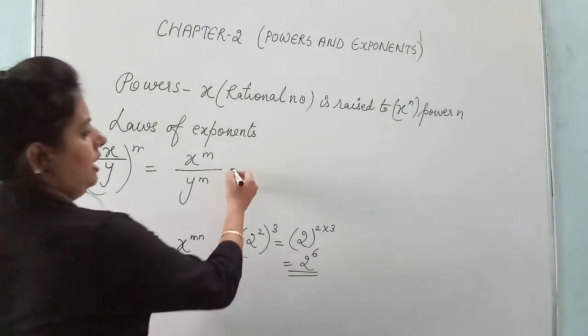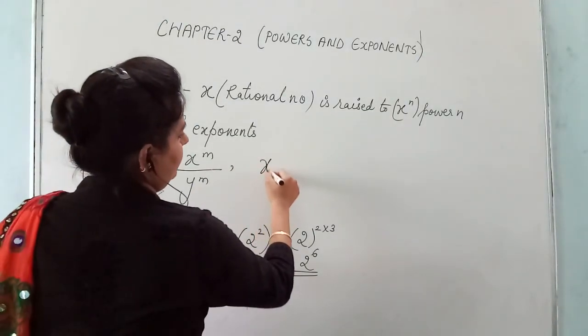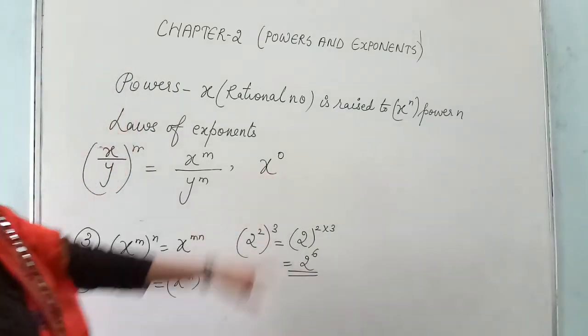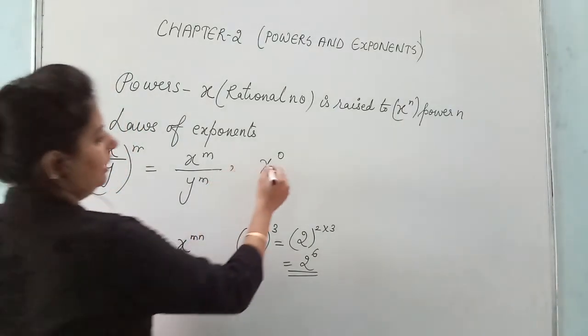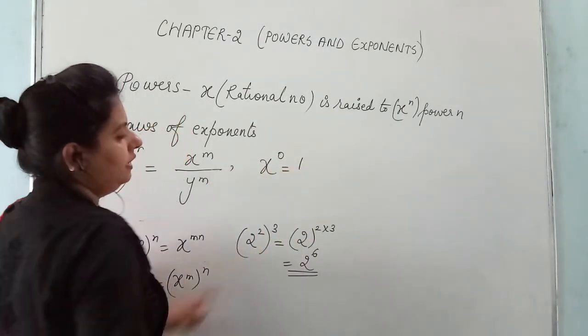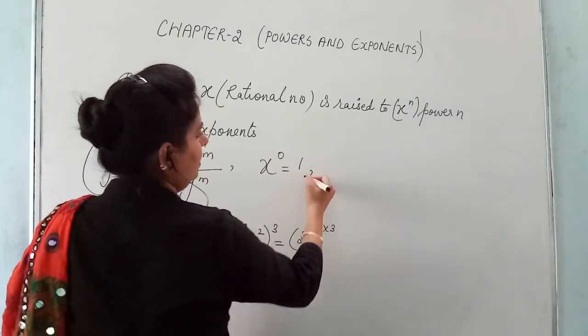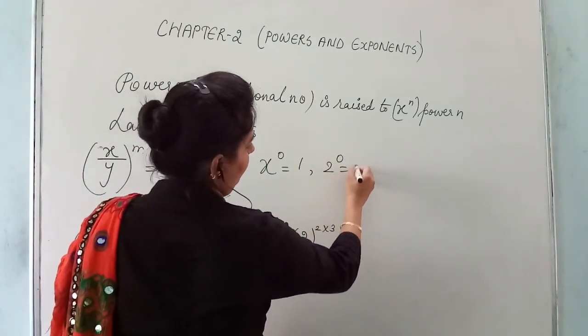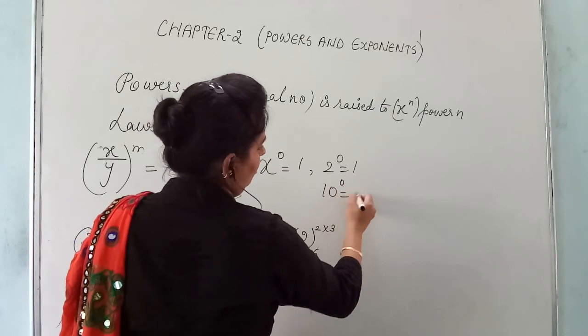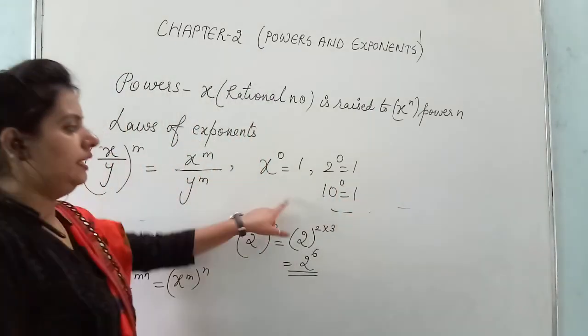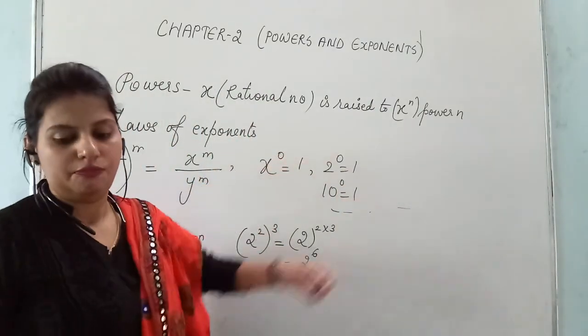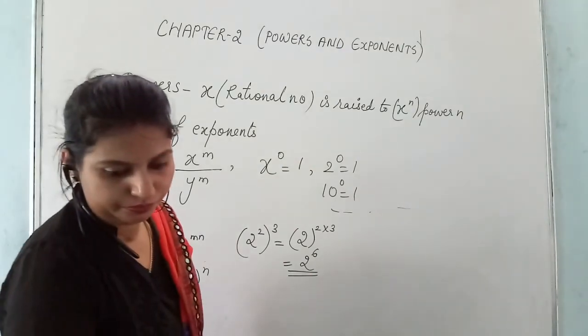And in 7th class also we have learned x raised to the power 0. What is x raised to the power 0? It is 1. Any number raised to the power 0 will be 1. 2 raised to the power 0 is 1. 10 raised to the power 0 is 1. And so on. Any number raised to the power 0 will be 1 only.